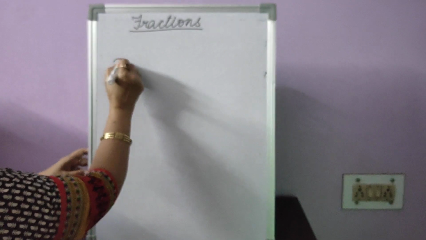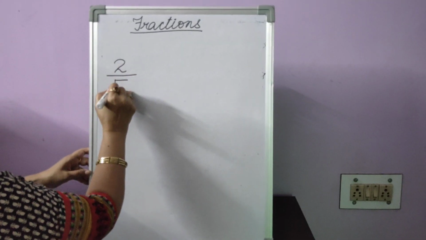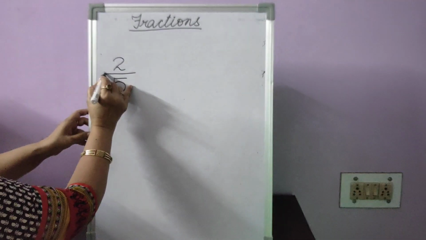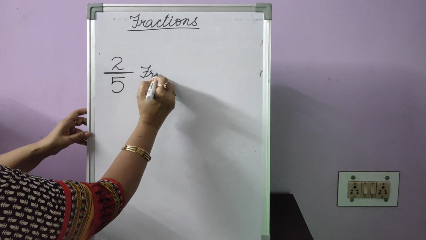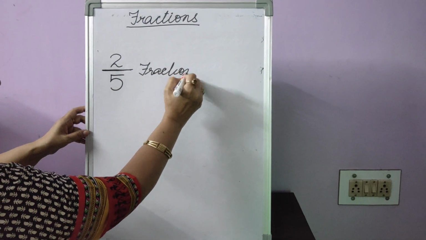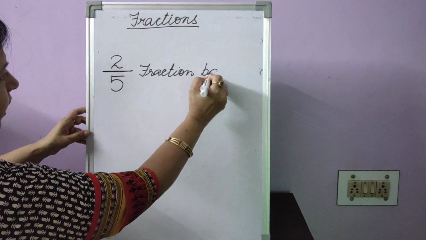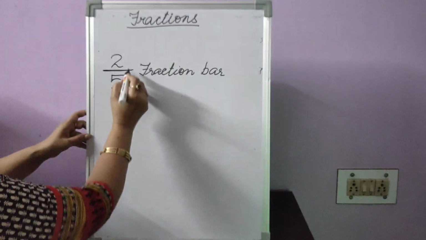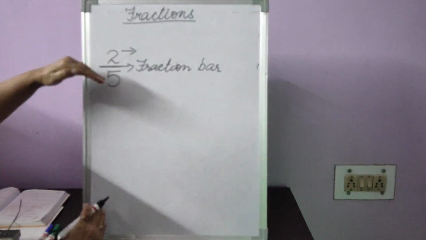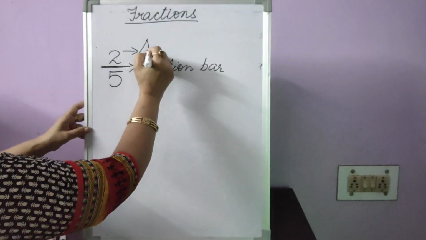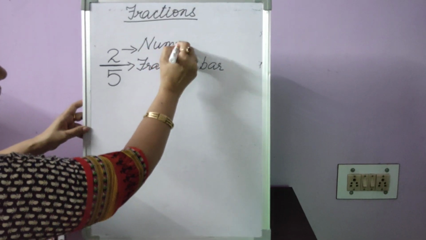Again, suppose this is 2 upon 5. We read it as 2 upon 5. Now you can see there is this line drawn in the middle. This line is called the fraction bar. Okay, what is this called? Fraction bar. And the number that we write on top, above the fraction bar, is called the numerator.